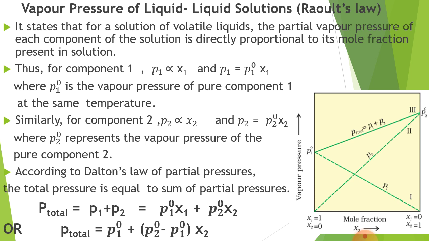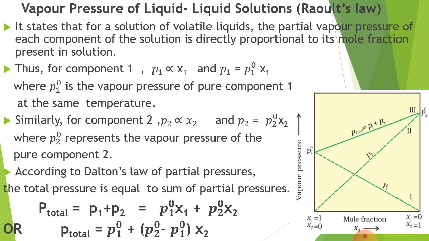X1 equal to 1 and x2 equal to 0, and then x1 equal to 1 and x2 equal to 1. So the graph is drawn between the vapor pressure and x2. Here P total does not originate from the origin. Here P total has an intercept.